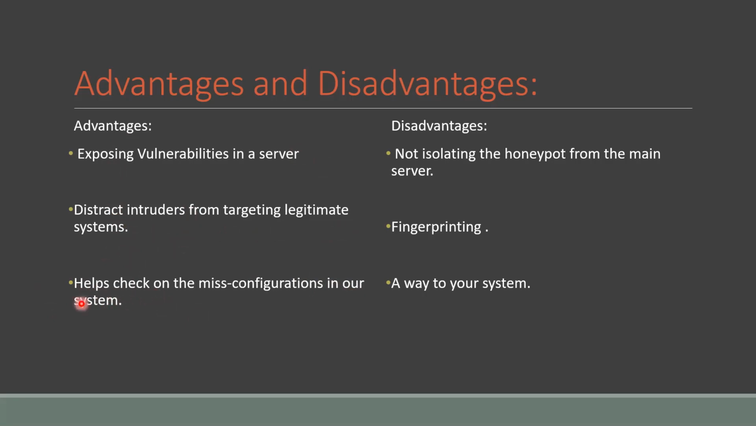So when the intruders gain access, the first thing they think of doing is going to the super user, which is root, by privilege escalations. So we will find the misconfigurations in our files that help them gain the super user access. Now let's talk about the disadvantages.